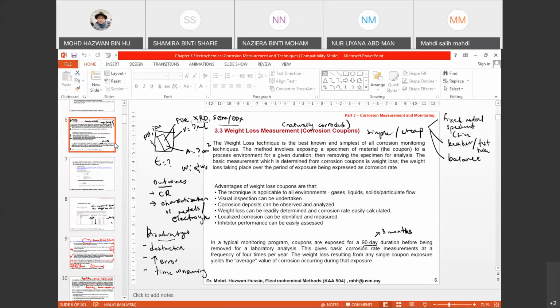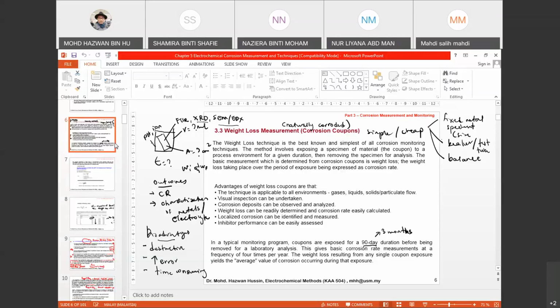For weight loss measurement, as I said, this method is basically a very simple and cheap process. Another thing you have to keep in mind is that this is a naturally occurring process where you just put the metals in the environment and leave it for a certain time. After that, you weigh the mass before and after. Okay. So this method has some advantages and disadvantages.